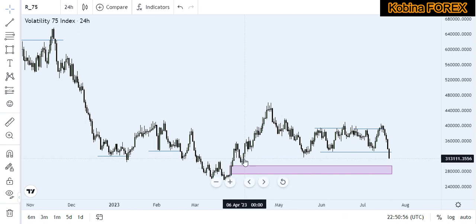There's a small fair value gap resting in here, which I don't think price is going to be able to reject, as an order block for this particular candle resting in here. But let's watch and see how the market closes today and tomorrow.